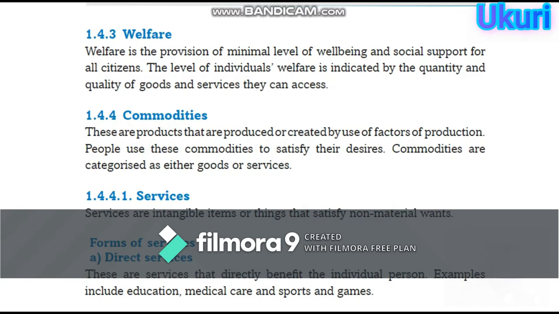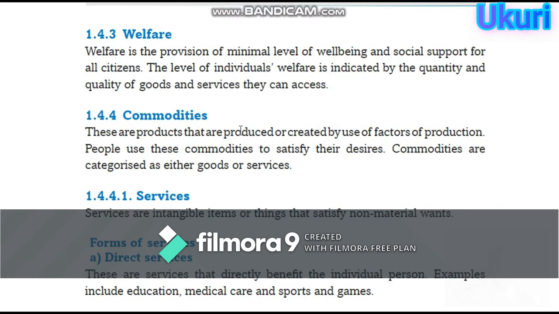Urugero, niba umufuka w'ibirayi cyangwa se umuceri mubona mu buryo bworoshye bitangoye, nkabona imyenda yo kwambara, those basic needs, imyenda yo kwambara, ibyo kurya mu buryo butangoye, that is well-being of people. That's what we call welfare.